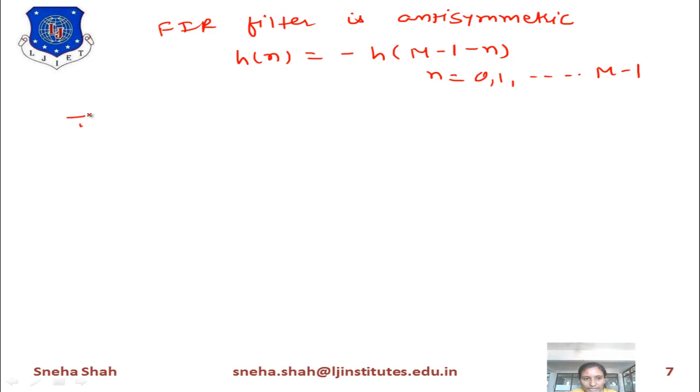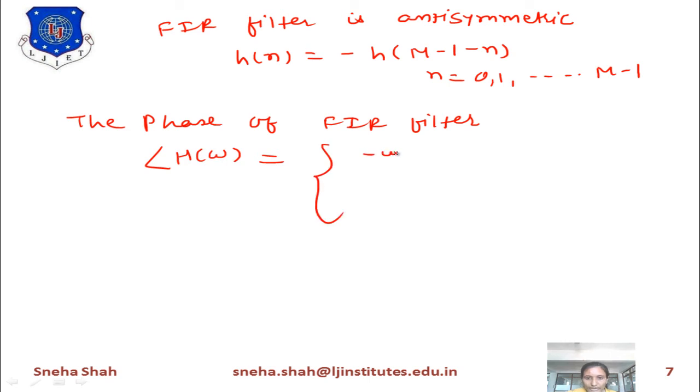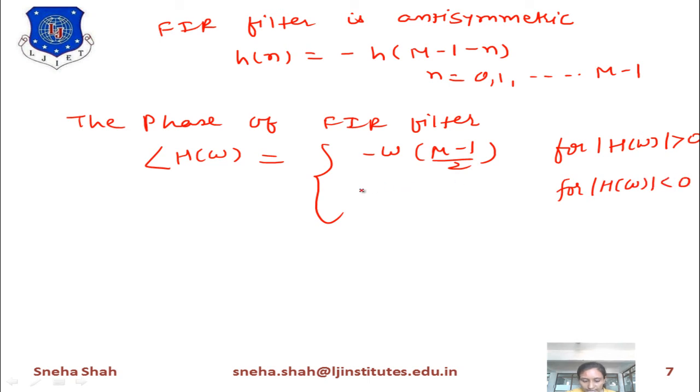Now if you want to find the phase of the FIR filter, it is represented as angle of H of omega equals minus omega times m minus 1 by 2. This one is for mod H of omega greater than 0. And for mod H of omega less than 0, its value is minus omega times m minus 1 by 2 plus pi. So when we add pi, it gives the value for mod H of omega less than 0.